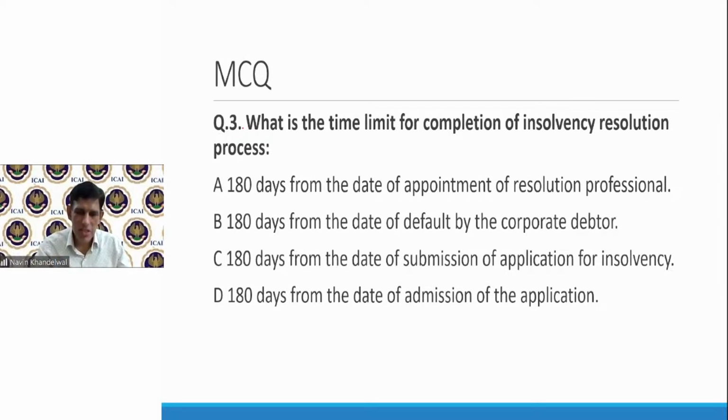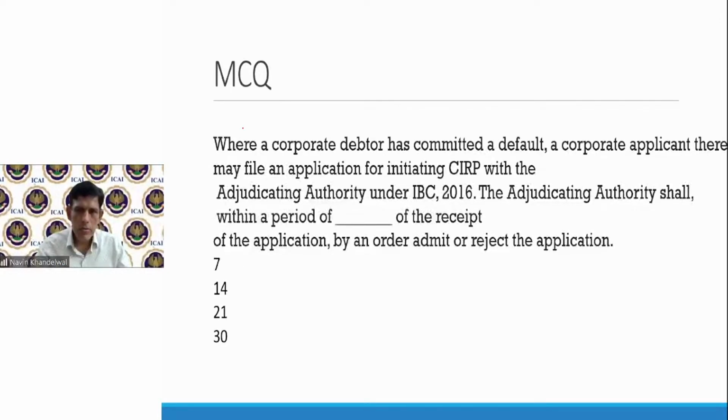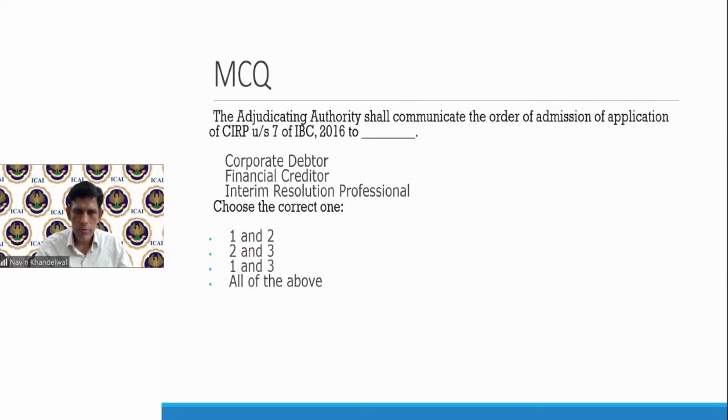What is the time limit, which we have not discussed, which we'll discuss? Where a corporate debtor has committed a default, a corporate applicant may file an application for initiating CIRP with the adjudicating authority. The adjudicating authority within a period of, admit or reject. How many days, which we have discussed, mentioned? 14 days. The adjudicating authority shall communicate the order of admission of application under section 7 to whom? Obviously, to all of the above.